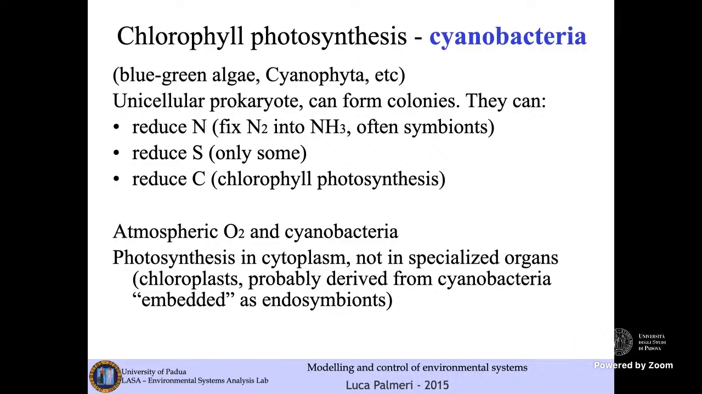Chloroplasts probably are derived from cyanobacteria but are embedded as endosymbionts. So in this case, we may recognize, as Lynn Margulis recognized in the late 70s, early 80s, that some steps of evolution were performed by symbiosis of different machineries that were able to perform different biotechnologies, and they stuck together as symbionts.